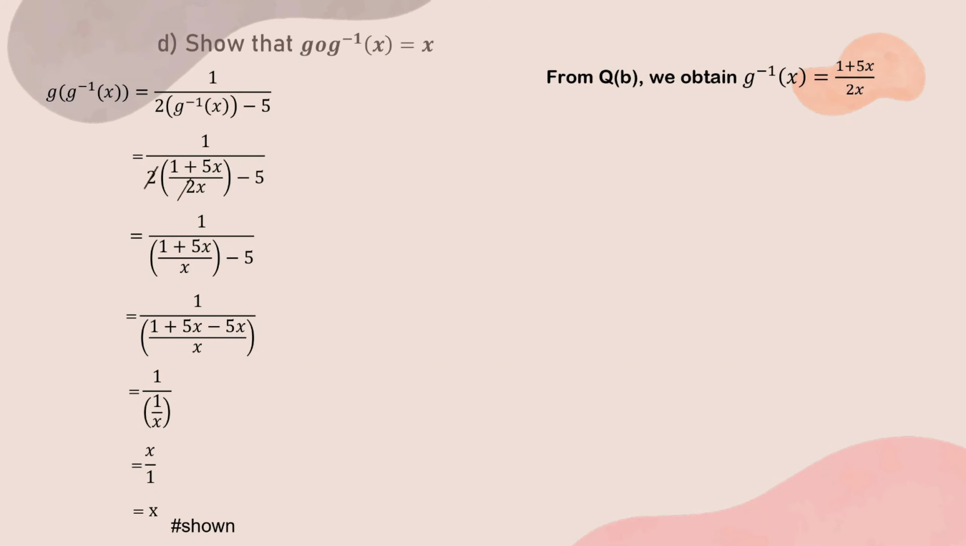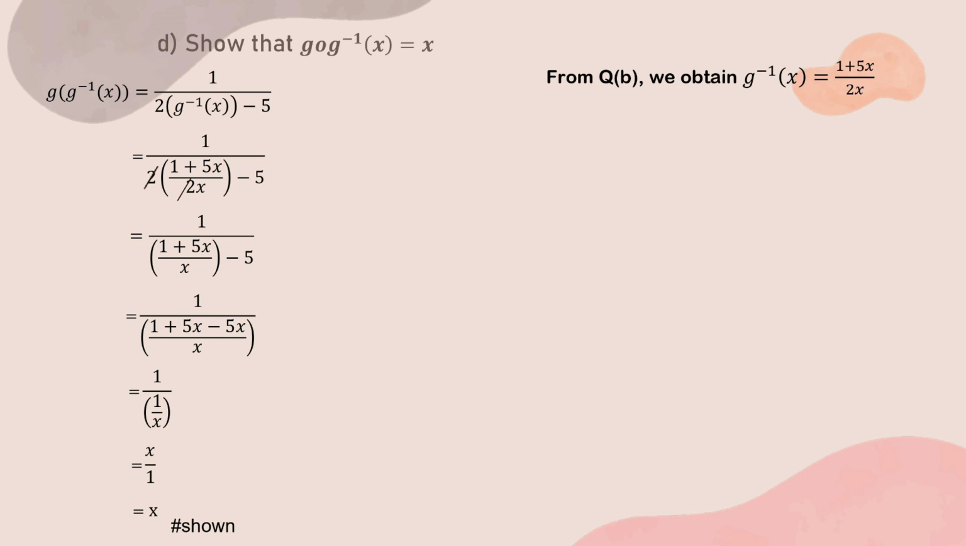For question D, we need to show that g multiplied with g inverse is equal to x. First, we obtain the g inverse value from question B, which is (1 plus 5x) over 2x. Then we substitute g inverse into the x of g. We get 1 over (2 multiplied with g inverse minus 5), which is 1 over (2 multiplied with (1 plus 5x) over 2x, minus 5).